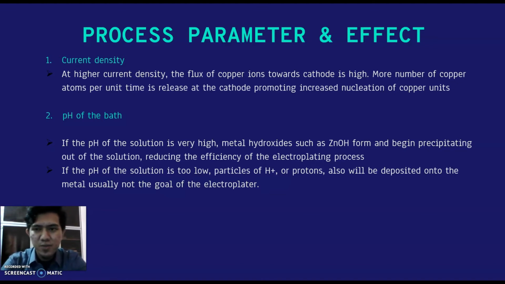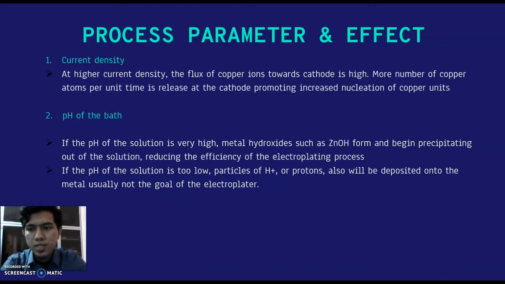So what is a process parameter? Process parameter is a factor that can affect the electroplating process. The first one is current density. For your information, the electroplating process undergoes electrolysis, so the current plays an important role in this process. At higher current density, the flux of copper ions towards the cathode is high. So more copper atoms per unit time are released at the cathode, promoting increased nucleation of copper. So the rate of the process will increase.